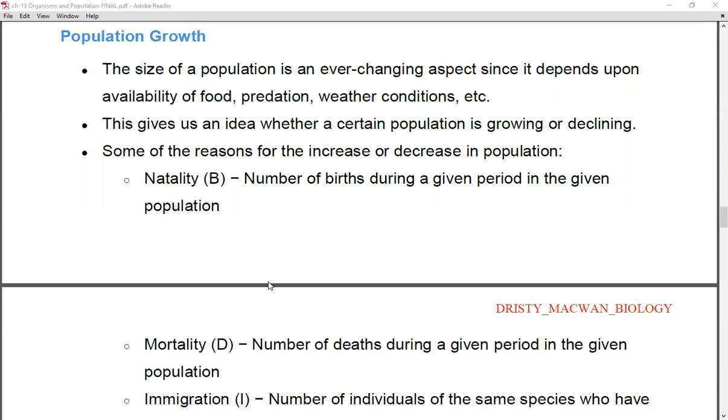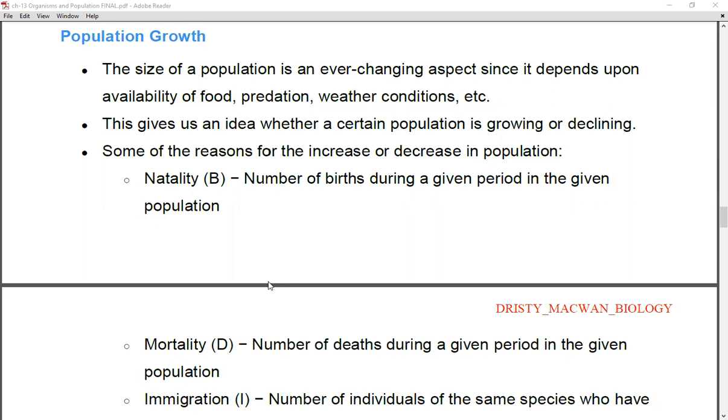And it depends upon several criteria of the environment, that is, whether the food is properly available or not, the predation, as well as the weather conditions, and there are so many other conditions also which are affecting the size of the population. Now this gives us an idea whether a certain population is growing or declining.